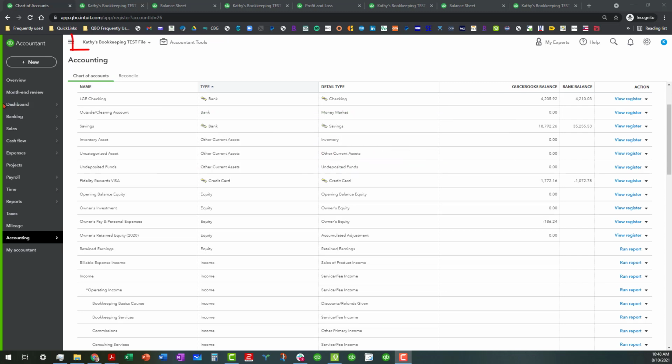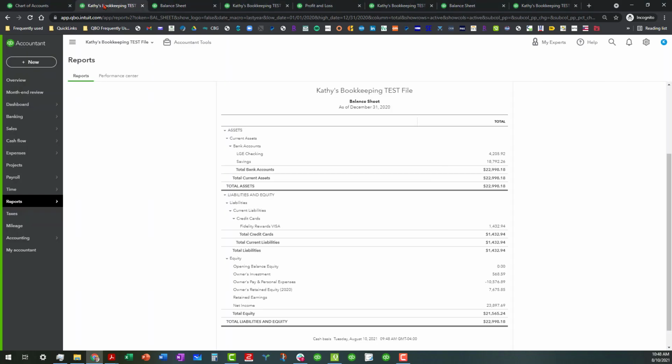And we are still in the Kathy's Bookkeeping and Test file. Here, as you can see, I've done a lot of work since we were last here. I cleared out this owner's investment account. I've also cleared out this owner pay and personal expenses account, which you'll see when I run the reports. And I also cleared out this owner's retained equity account and just adjusted everything to retained earnings. You'll see all that when I get ready to show you the reports, which are right here.